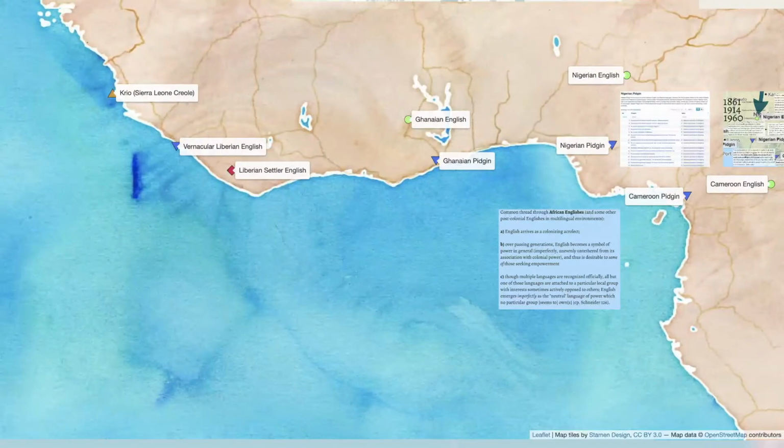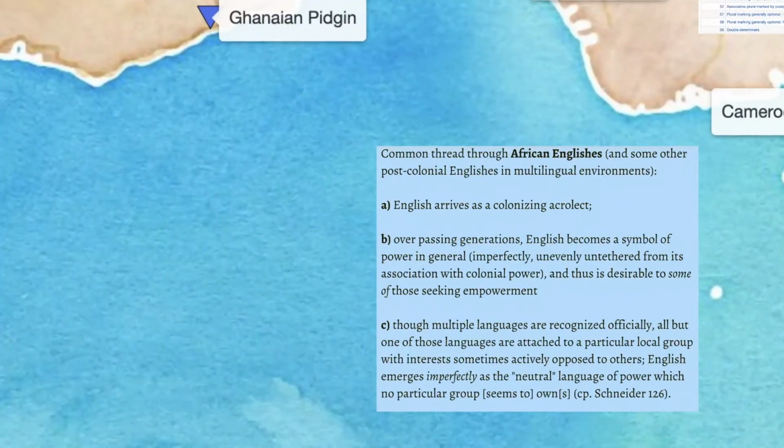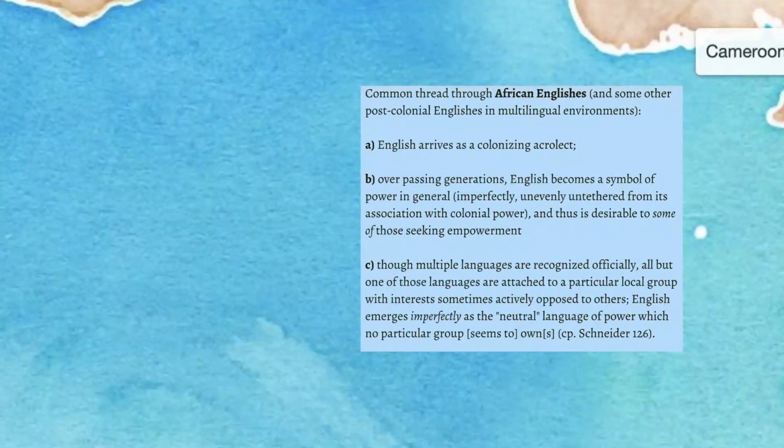It also is the root of the varieties of English that we discussed, including Nigerian English and Nigerian Pidgin at length. We talked about how in these cases, throughout African Englishes, we see English arriving as a colonizing acrolect and then overpassing generations after that. And again, that arrival happens in the 1600s. Right? Overpassing generations, English becomes a symbol of power in general, imperfectly, unevenly, untethered from its association with colonial power, and thus becomes desirable to some of those seeking empowerment.